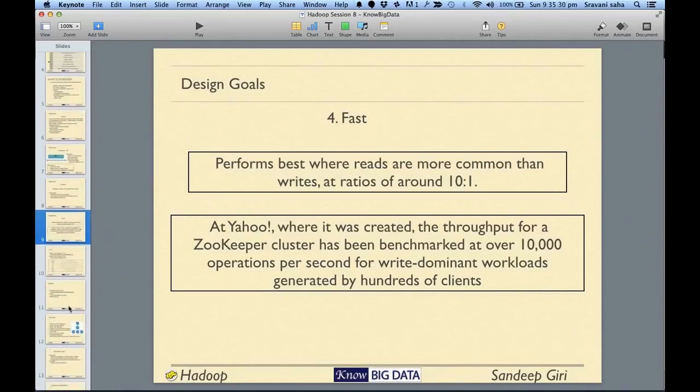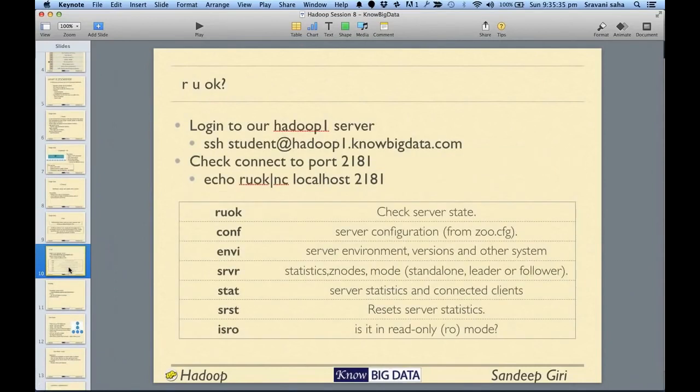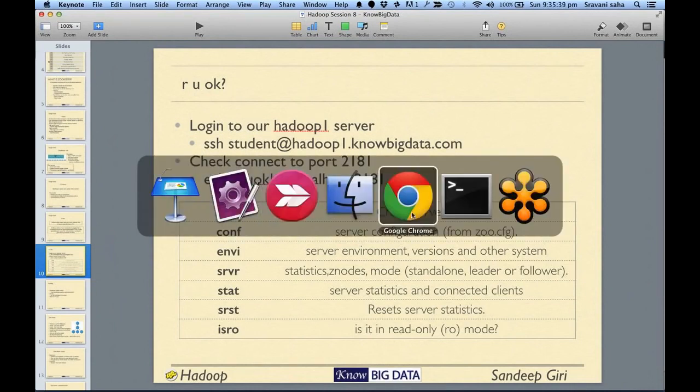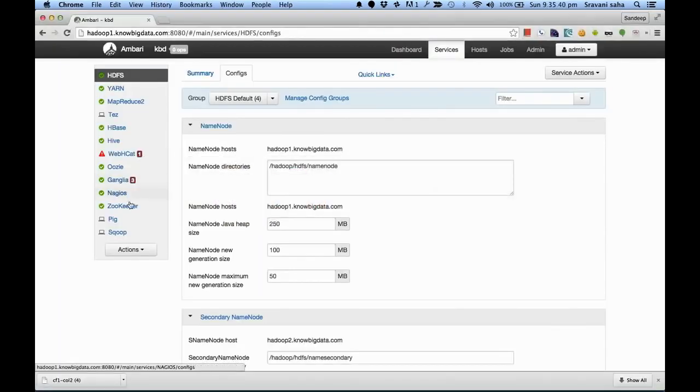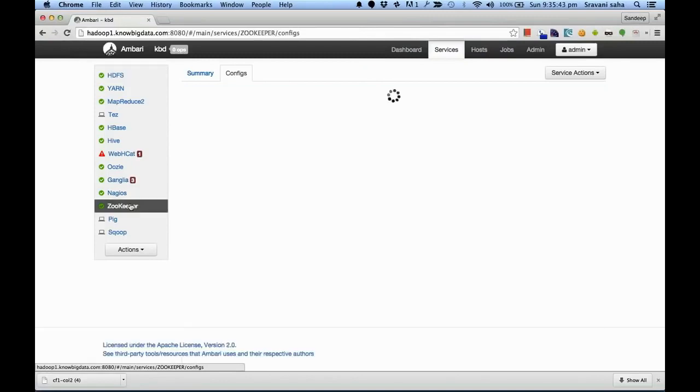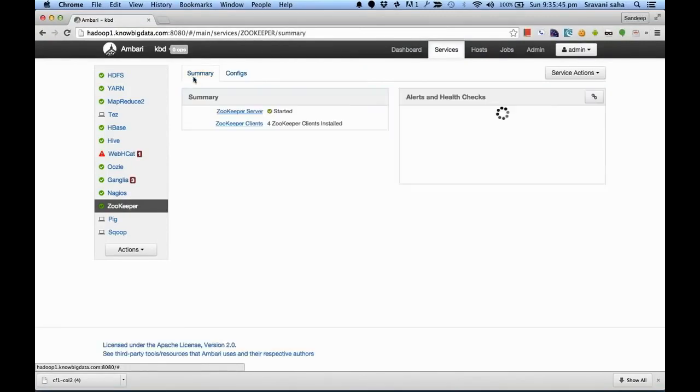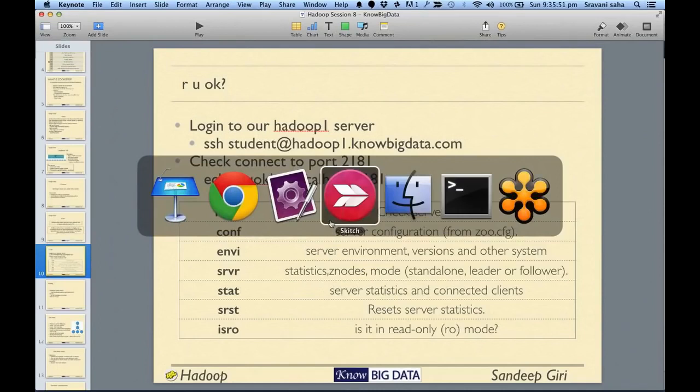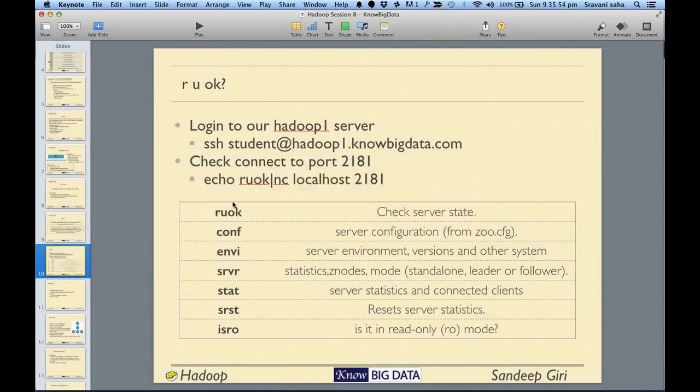All right. Now that was the theory part of it. Let's do some practical here. So already we have our ZooKeeper running. You can see the ZooKeeper is running. It says ZooKeeper server started. There could be multiple ZooKeeper servers. Right now we have only one. And the first step is to check the status.